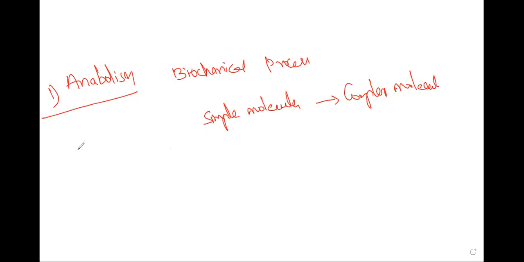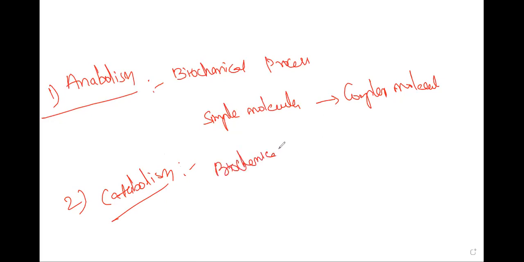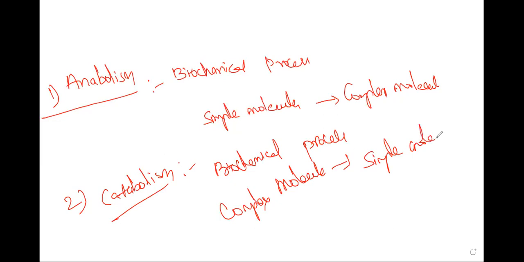Now we will talk about catabolism. Catabolism is also a biochemical process in which complex molecules convert into simple molecules. So it is the opposite to anabolism. Catabolism is vice versa to anabolism. Anabolism is vice versa to catabolism. So both are different, but both are related to each other.